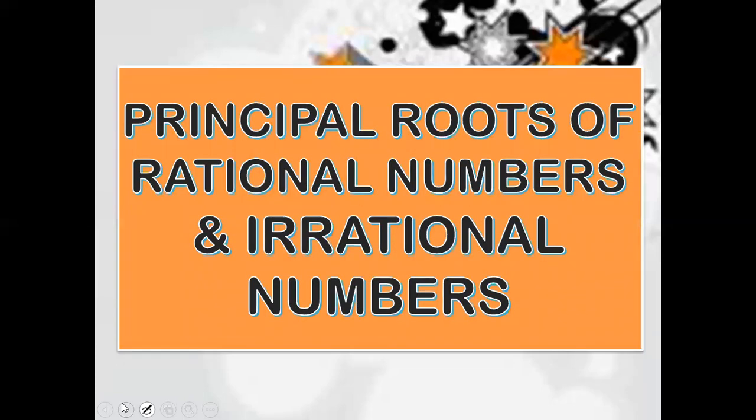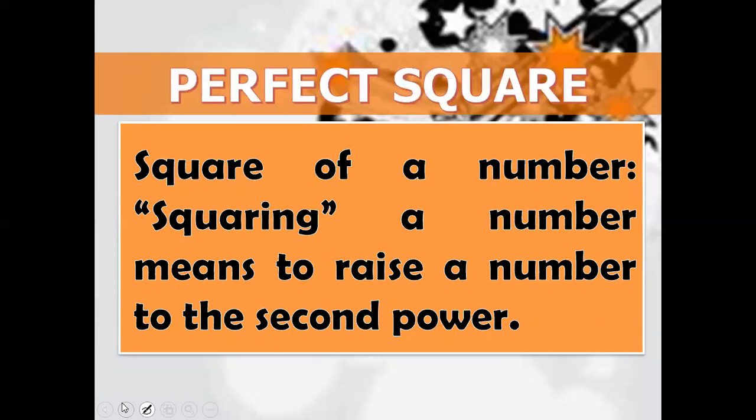Okay, let's now proceed with principal roots of rational numbers and irrational numbers. We go back with the concept of perfect square. So when we say perfect square, it's the square of a number. And when you get the square of a number, squaring a number means to raise a number to the second power. So when I say the square of 2, the number there is 2. So you square 2, that means you are going to raise the integer 2 to a certain power which is equal to 2. And that's the second power.